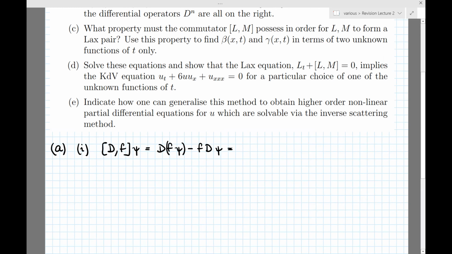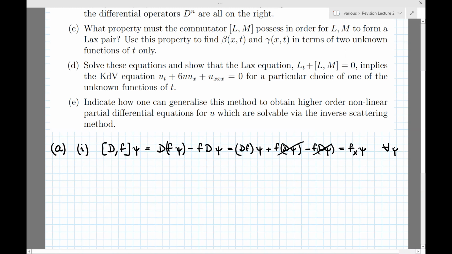For the first term, we can use the Leibniz rule. So either the derivative acts on f, so we get Df, which multiplies psi, or it acts on psi, in which case we get f times D psi. And in the second term, we get minus f D psi. That's the negative term in the commutator. And so we see that the commutator of D with f acting on psi is equal to the first derivative of f, which is fx, multiplying psi for all functions psi.